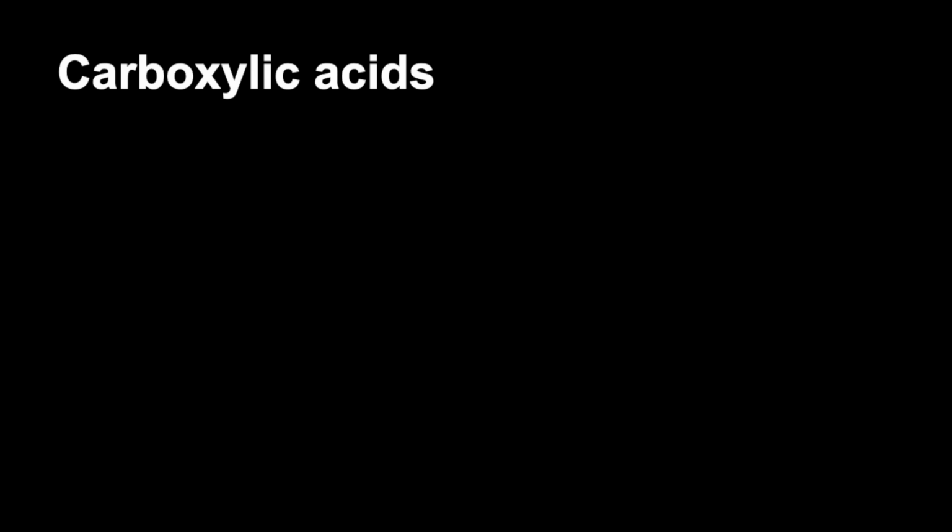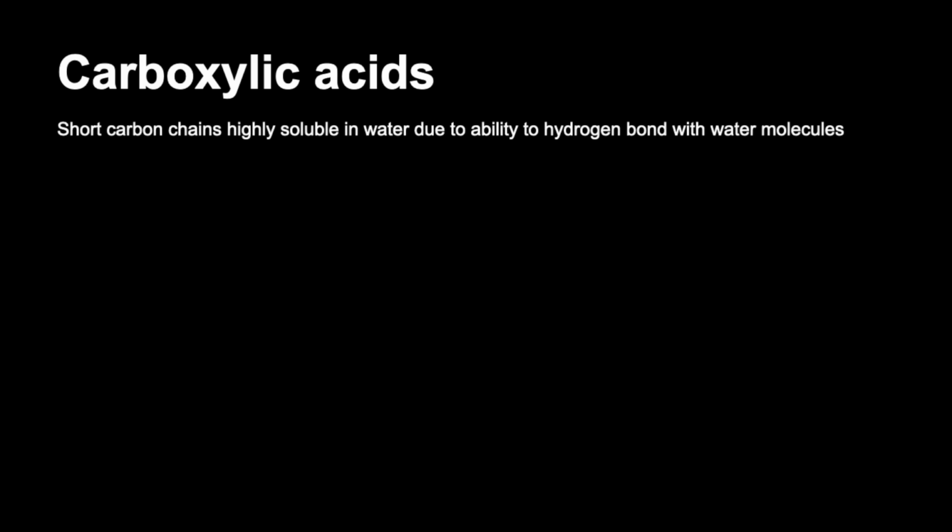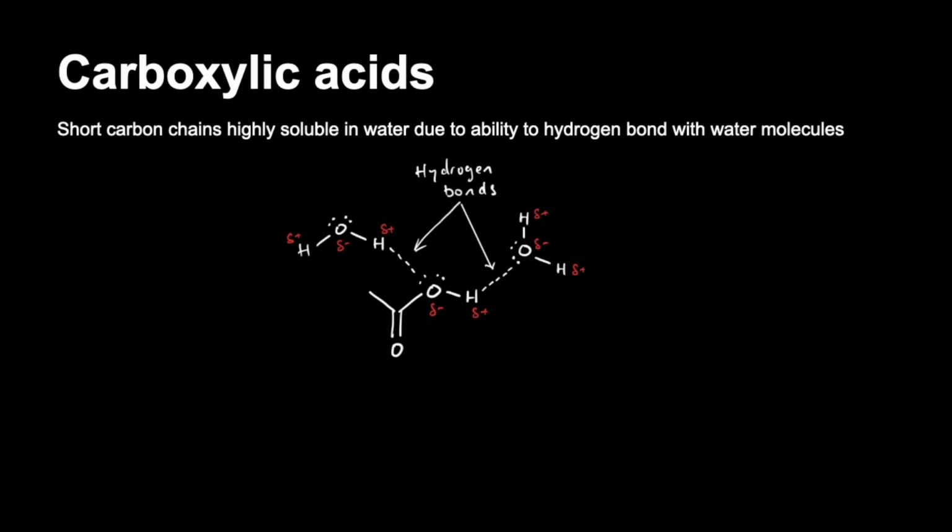Moving on to carboxylic acids, very quick slide this one. So short chain carboxylic acids are highly soluble in water due to their ability to hydrogen bond with the water molecules. So often you would draw a diagram to go along with that statement, and I just wanted to point out a few things that they're going to be looking for. The dipoles must be shown on the polar bonds, and you show the lone pairs on the oxygen, and the hydrogen bond must go from a lone pair on the oxygen to a hydrogen on a neighbouring molecule.